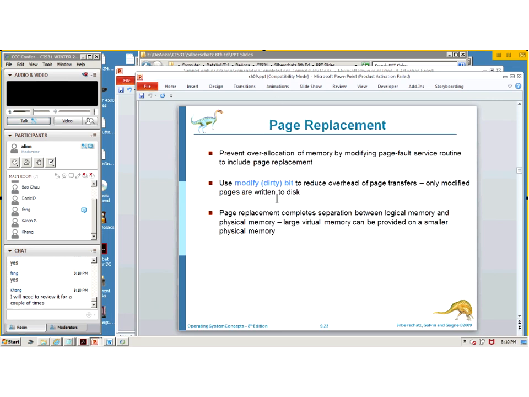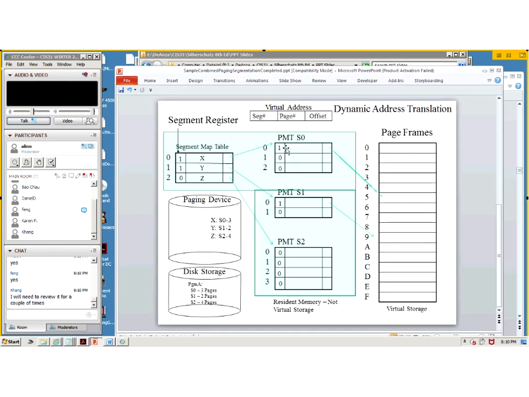So, page replacement is the key concept. You have to understand there's a dirty bit to reduce the overhead of page transfers. Only modified pages are written to disk. So, let's go back here. There's these bits in here. I didn't identify these bits, but one of the bits could be, during a store instruction, set to being modified. Once again, that's how it would know that this page was changed.